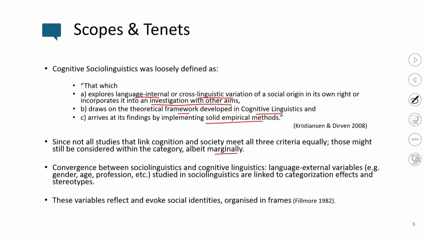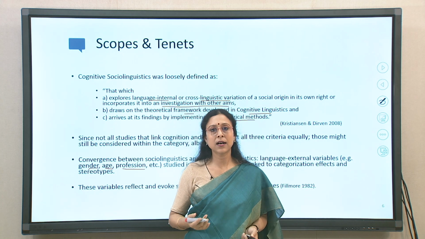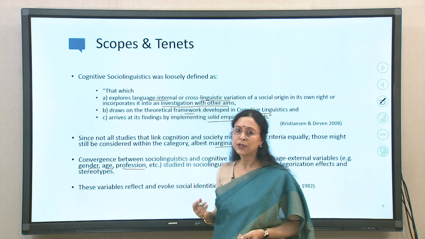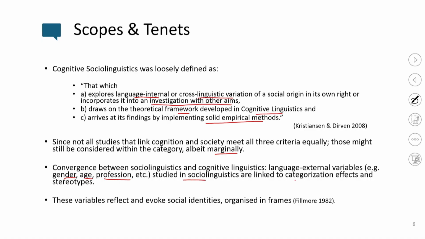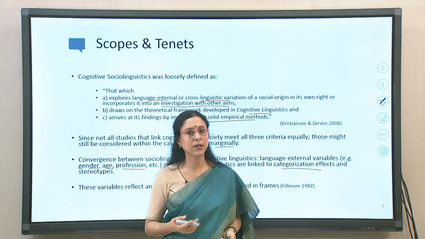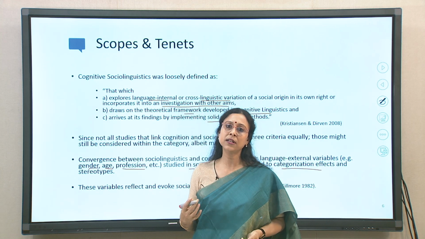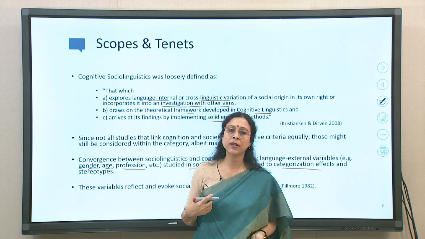Now, convergence between sociolinguistics and cognitive linguistics, this is what we are talking about. So, for example, certain variables that we have already studied in this course, the social variables, take us to the domain of age, gender, class, networks and so on. These are already there in sociolinguistics. Now, they are linked to categorization effects and stereotypes. Categorization is a mental process and cognitive linguistics studies categorization through language structures, and now when we are merging sociolinguistics and cognitive linguistics theories and methods, this is one domain where they come together.